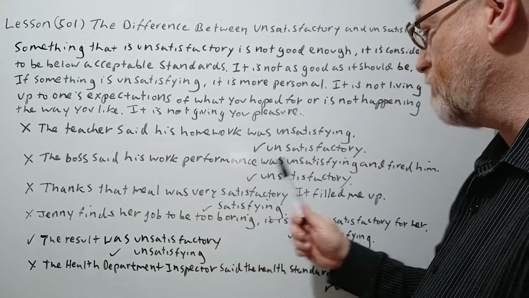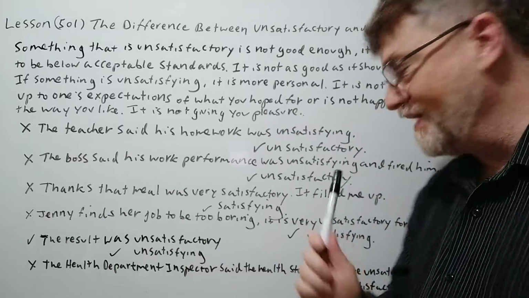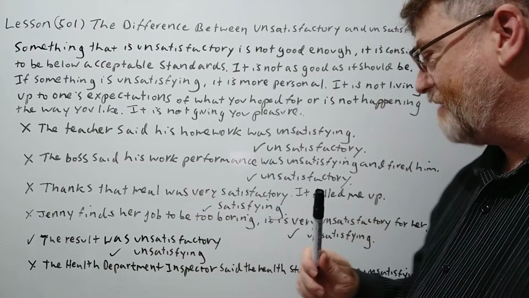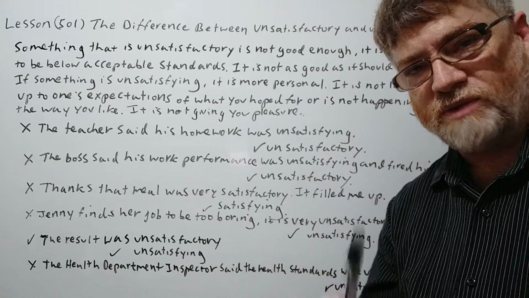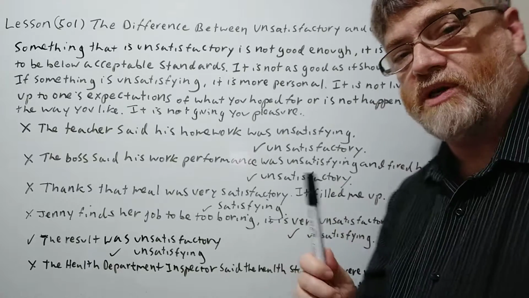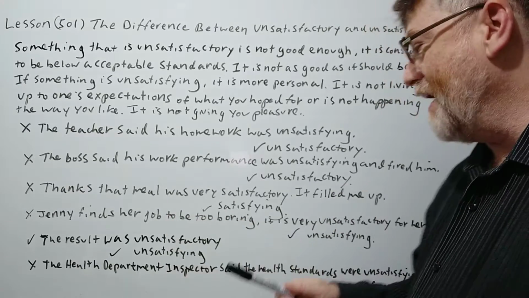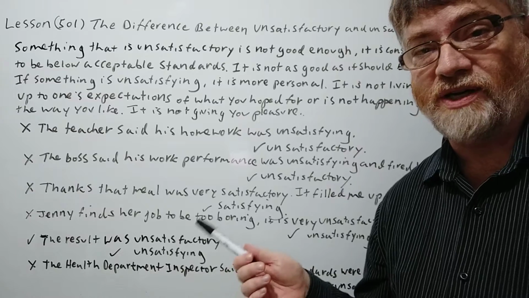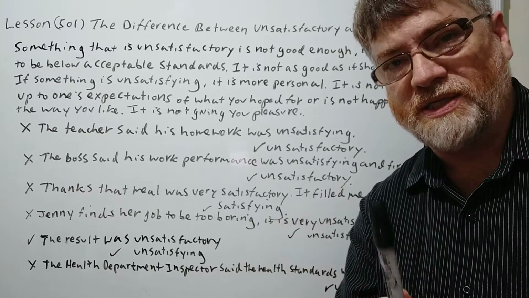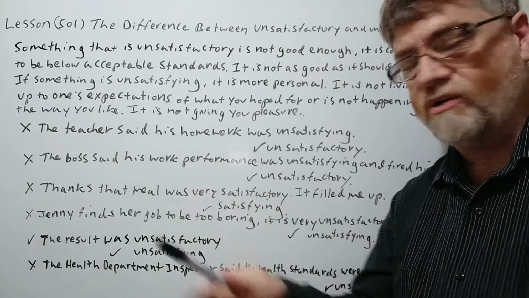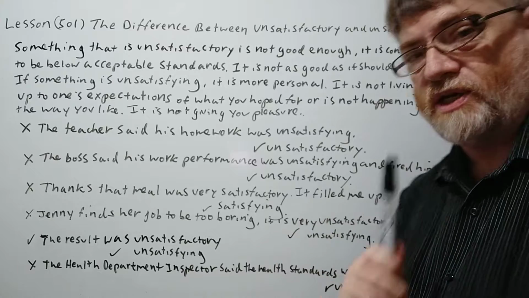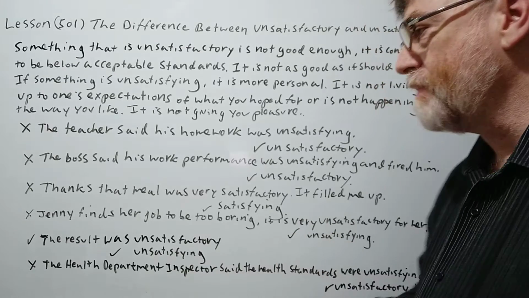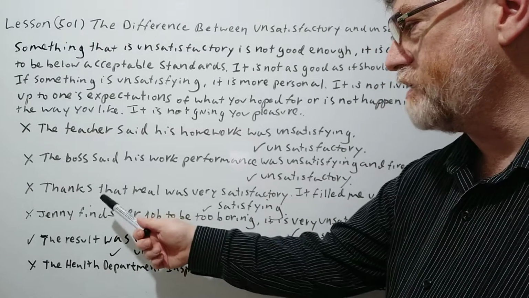Let's look at the second one. The boss said his work performance was unsatisfying and fired him. Well, the word that's more appropriate here is unsatisfactory. It was not an acceptable level. I don't know, was the boss unsatisfied with it? He probably was unsatisfied too, but that's not really what he should be saying. He's saying that the level is not good enough. So unsatisfactory is the one that should be used here. Again, with the X, this is wrong.